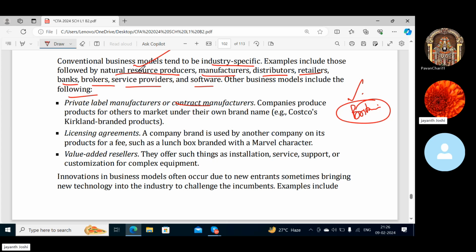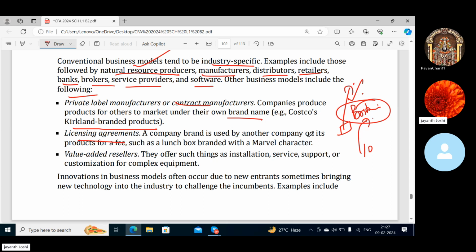So companies produce products for others to market under their own brand name. Example, Costco's Kirkland branded products. There are many companies who do that. So here, some 10 companies are making biscuits for Britannia, and Britannia is just keeping its label and selling to the customers in the market. That can happen, right?